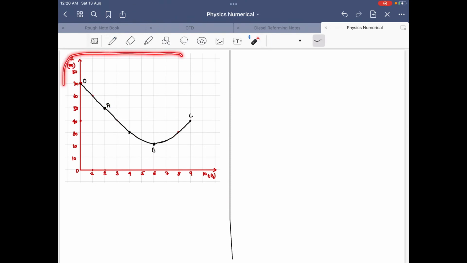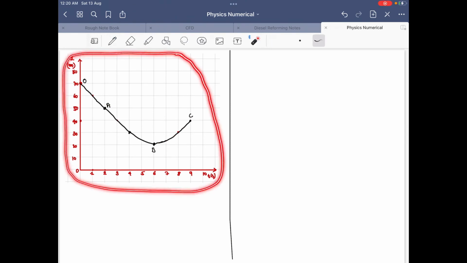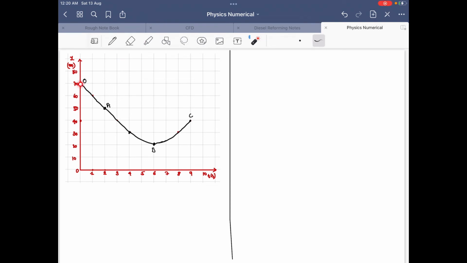Now let us take another example, this one, where initially the object is at 70 meters, then it comes to point A, then point B, and then finally at time equal to 9 seconds, the object is at point C. Now we need to find first the average velocity and average speed when the object has traveled from O to B, then from B to C.